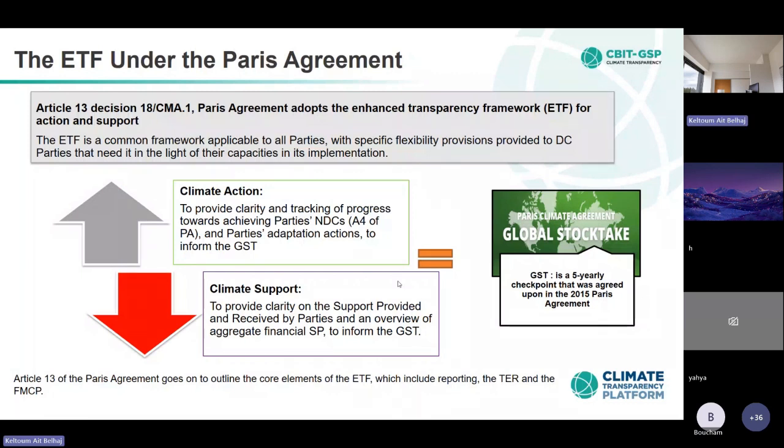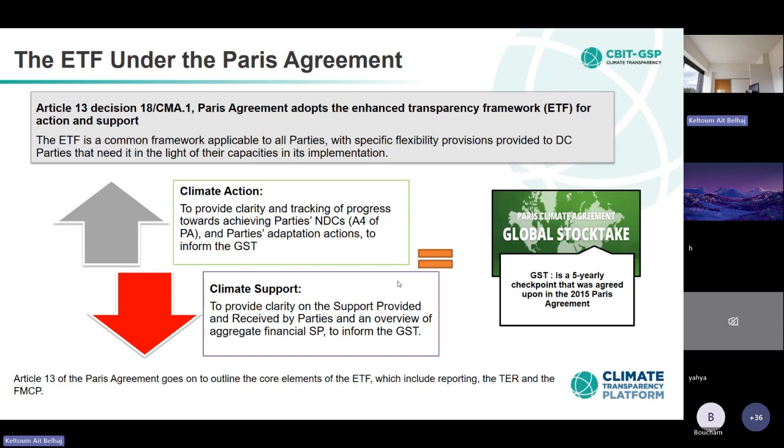All right, following the NDCs, we move now to the ETF, or the Enhanced Transparency Framework, which is established under Article 13 of the Paris Agreement. So as you may all know, the ETF is a common framework which is applicable to all parties, with specific flexibility provisions provided to developing country parties that need this in light of their capacities.